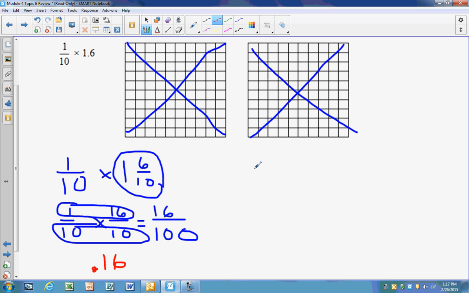Or if I wasn't sure, I can start by doing 1/10 times 1 6/10. And when I multiply, I get 16. And I have to jump once, and I have to jump twice. So I know that I have to jump once and jump twice, and my decimal's there. So right now I have solved it with both the decimal and the fraction.